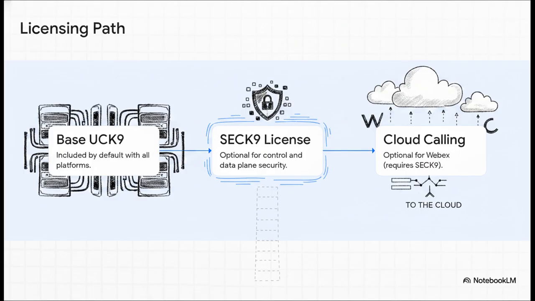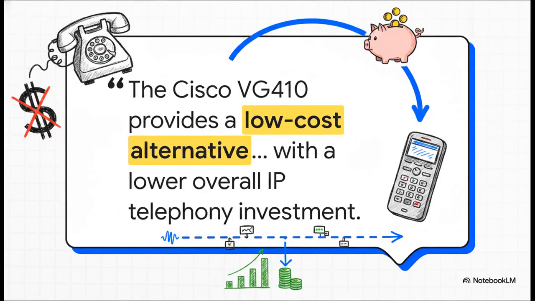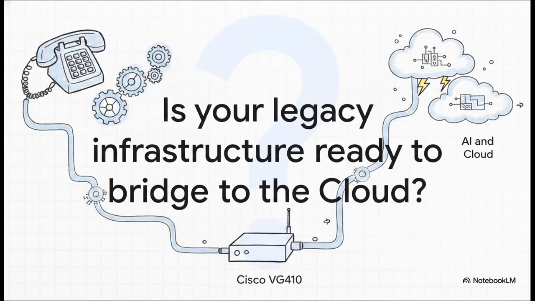Pretty straightforward, right? So, tying this whole thing together, the core value proposition is just crystal clear. As the documentation states, the Cisco VG410 provides a low-cost alternative and allows organizations to take advantage of IP telephony with a lower overall IP telephony investment. It loops us right back to that major dilemma we talked about at the very beginning. You get all the incredible cutting-edge benefits of a modern IP architecture without the massive financial sting of replacing every single physical endpoint.